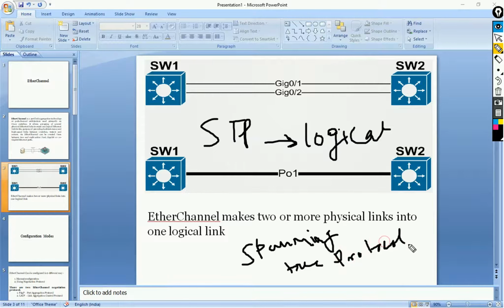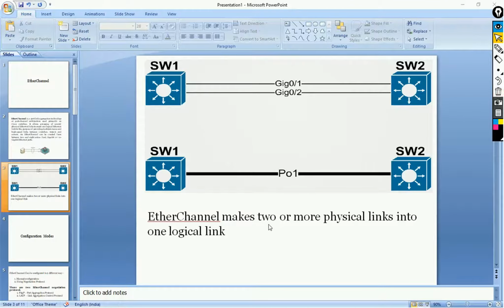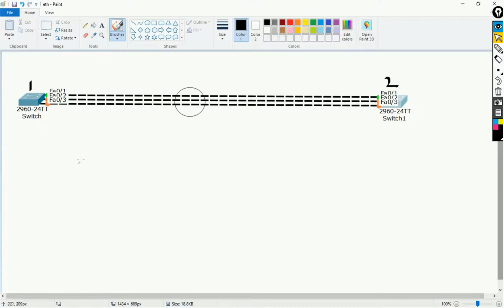STP is the Spanning Tree Protocol, which we will study in the next session. The next topic of our discussion will be STP, but before that we will be completing EtherChannel and the lab portion of EtherChannel. EtherChannel makes two or more physical links into one logical link. There may be two, three, or four physical links connected, and we can always configure them into one logical link.